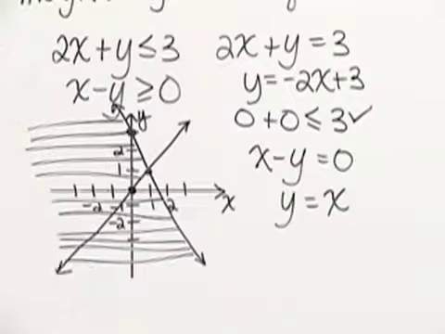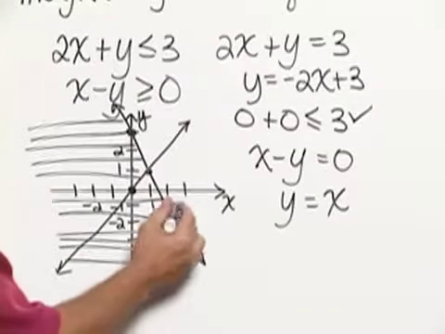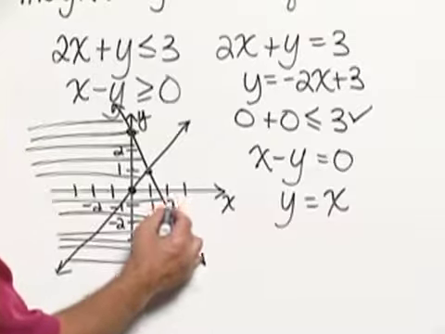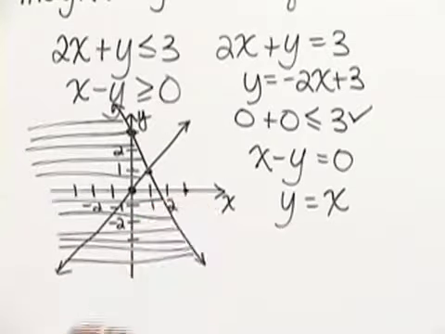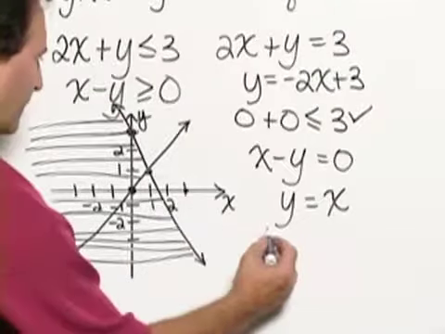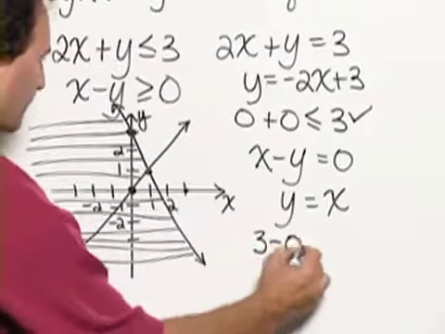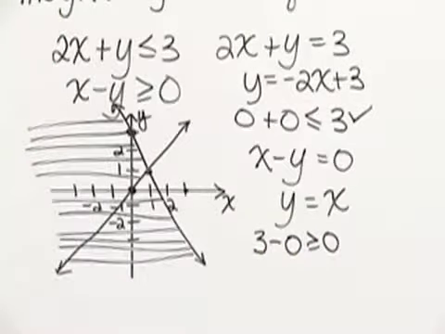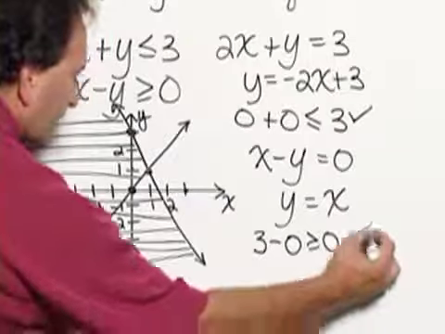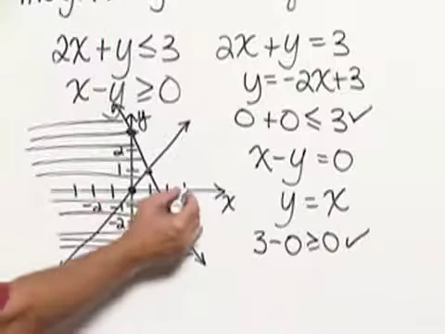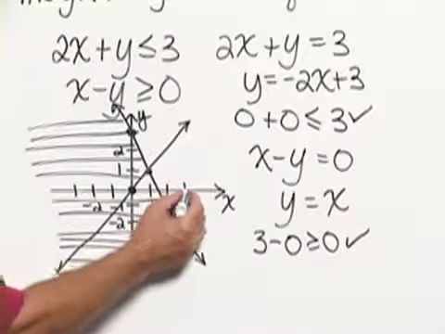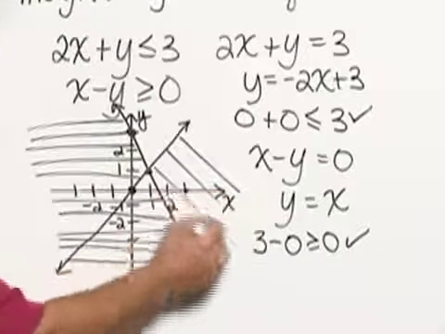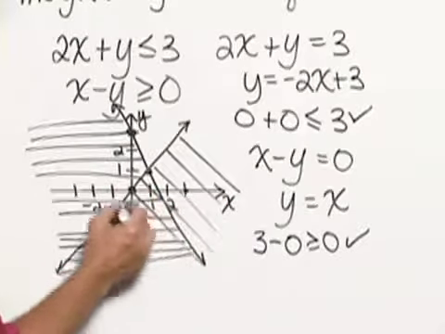Now, this time, I cannot select (0, 0) as a test point, but let's simply select, for example, this point, (3, 0). So I substitute 3 for my x, 0 for my y, and 3 is certainly greater than or equal to 0, which means I shade in the half plane that contains that point (3, 0). So I shade in below the line.